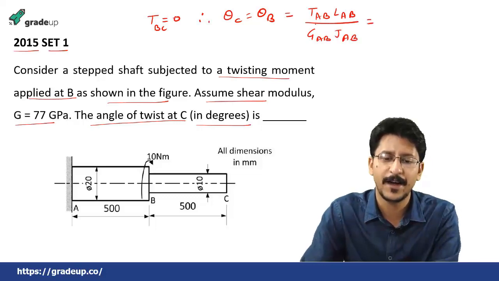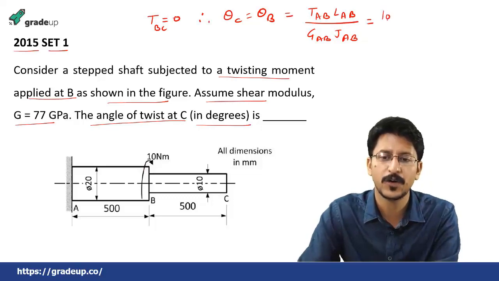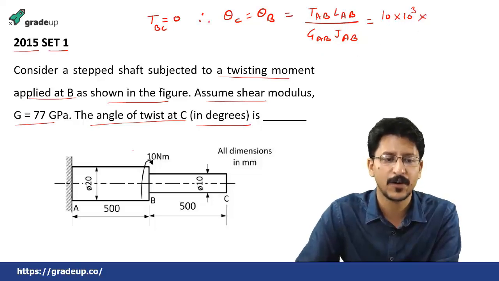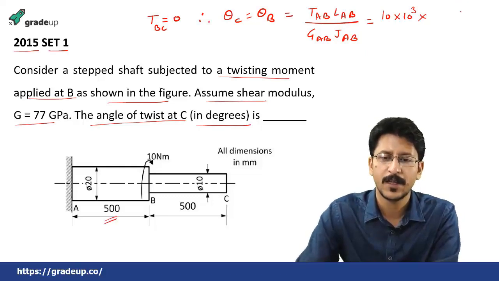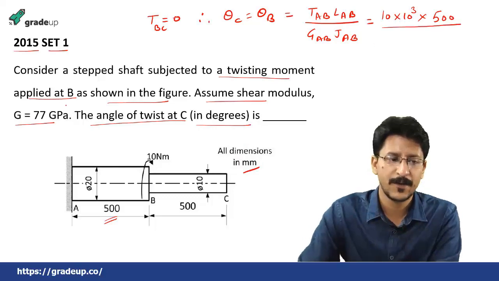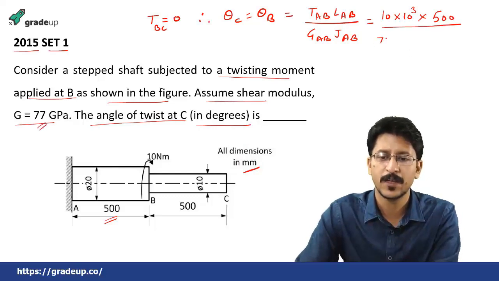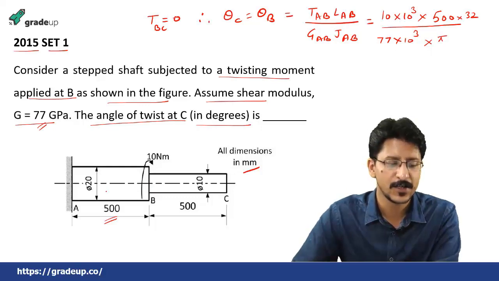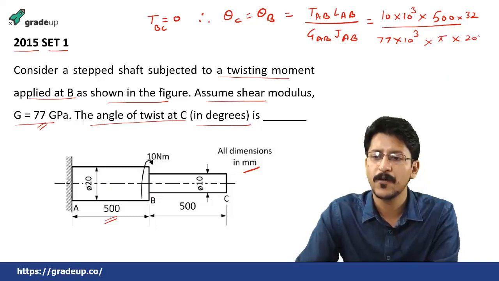The torque applied in the section AB is equal to 10 Newton meter, but we will convert all these values in mm. So 10 Newton mm into the length 500, because these dimensions are specified in mm, divided by G, which is 77 into 10 to the power 3 megapascal, into J, which is nothing but pi by 32 d to the power 4, and the diameter for this section is 20, so into 20 to the power 4.